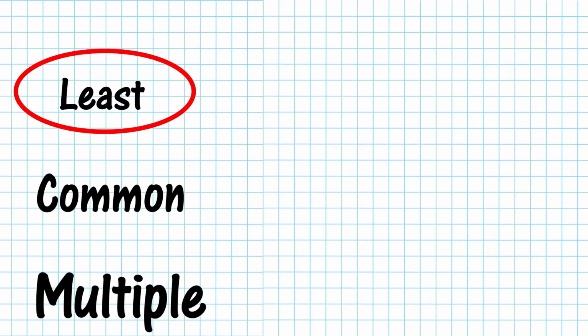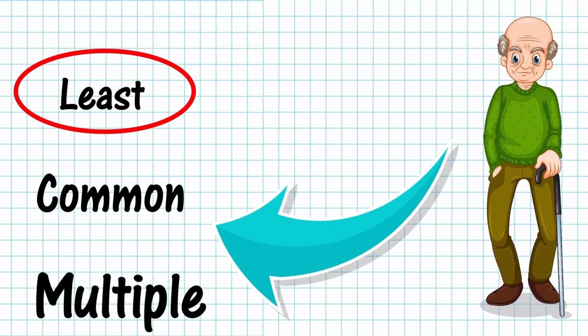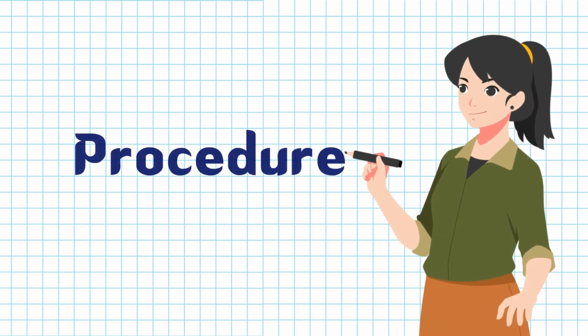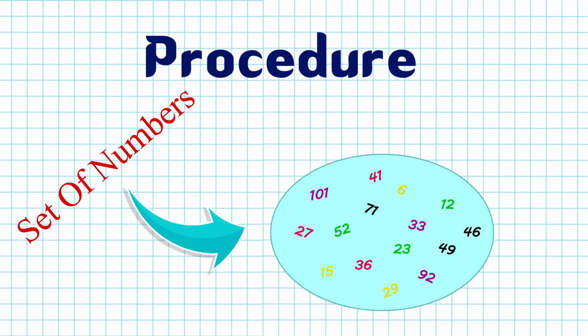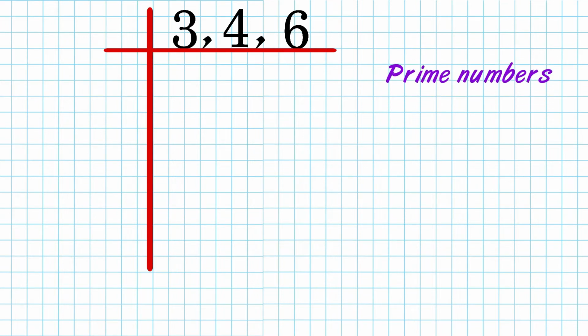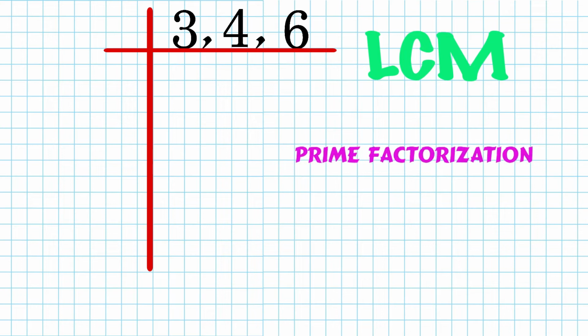This method is not normally used to find the LCM of any set of numbers, as this will take ages. For this, we already have a procedure. In the procedure, we write down the set of numbers separated by commas and make some lines like this. We are going to use prime numbers to start dividing the set of numbers. This is also known as the LCM by Prime Factorization Method.